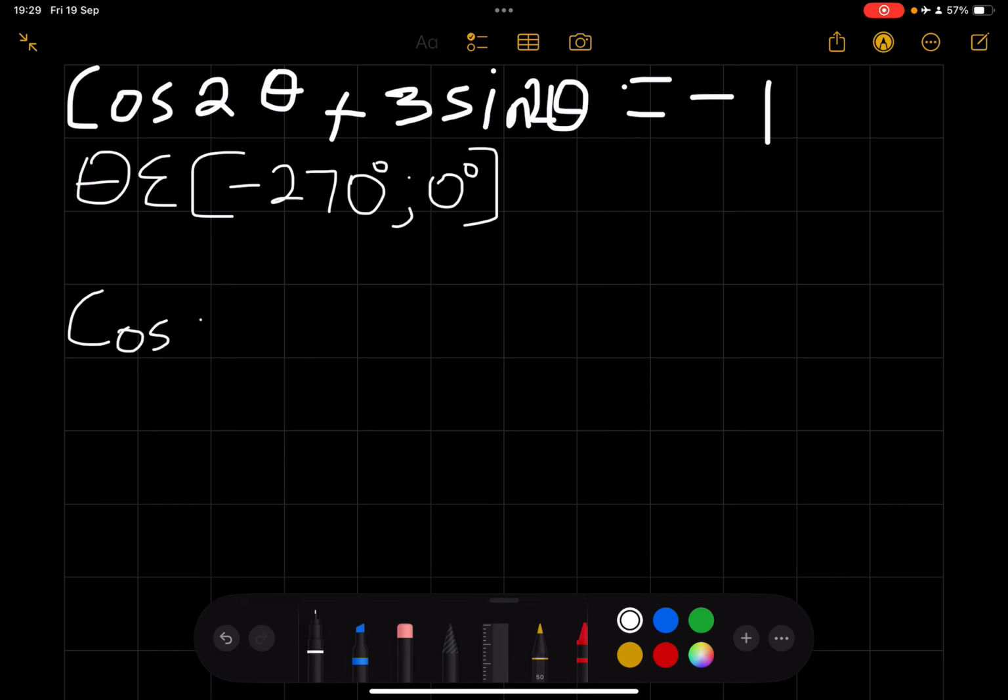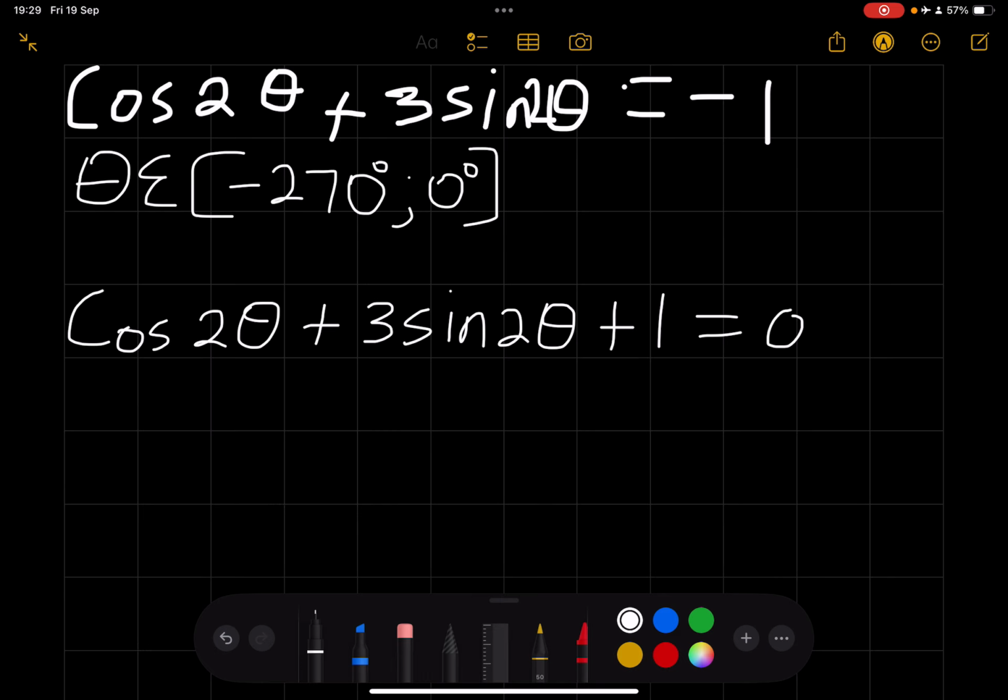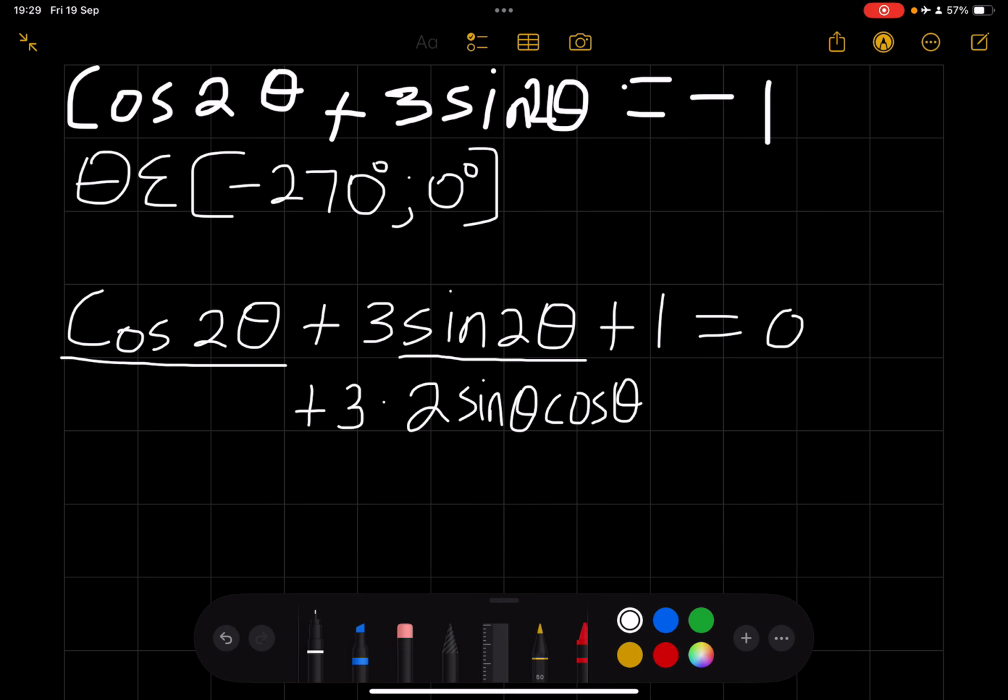So I'll just write cos 2 theta plus 3 sin 2 theta, and then we transpose the minus 1 to become a positive, and then we have 0. Right. So this identity here is a double angle, and also this one is a double angle, right? And the one for sine, it's easy to change. I can always change it first because it's always 2 sin theta cos theta. Then you have plus 1 is equals to 0.